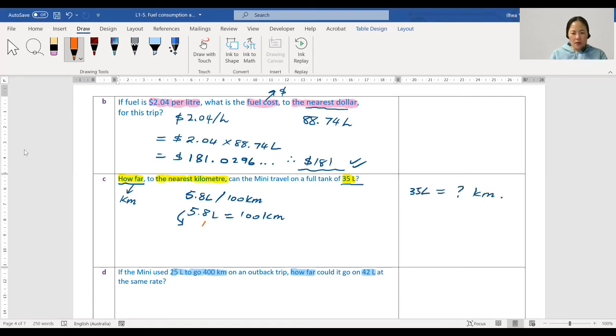So I will go to 1 liter. That means 100 kilometers divided by 5.8. I want to go from 1 liter to 35, so what I've done was I times by 35, didn't I? So 35 liter equals 100 over 5.8 times 35. When I do that, I'll get 603 kilometers. So a full tank of 35 liter will go 603 kilometers.